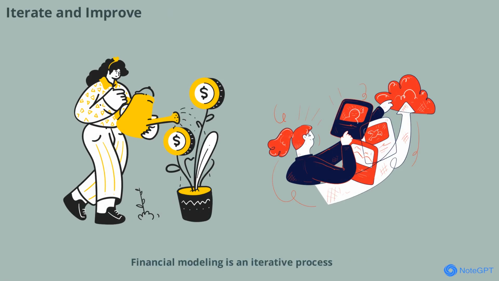Financial modeling is an iterative process. As you gather more data or as the business changes, you'll need to update and refine your model. Don't be afraid to revisit your assumptions and structure. Each iteration makes your model more accurate and useful. The goal is continuous improvement, not perfection on the first try.